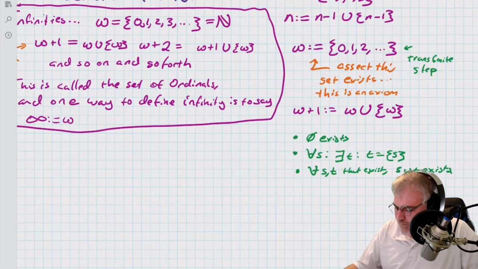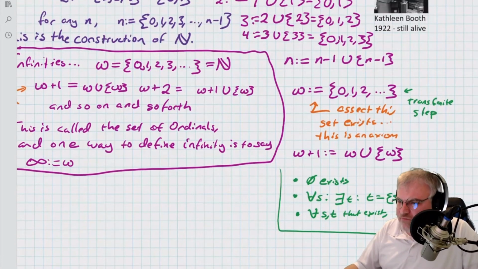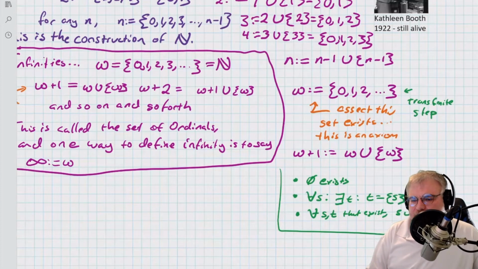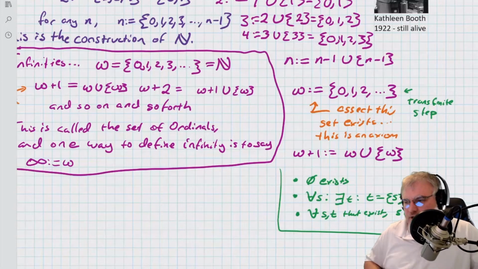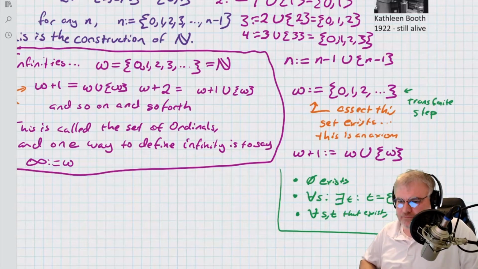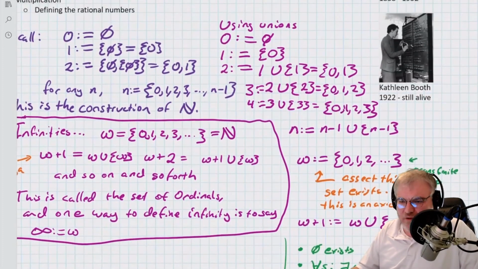Okay. Well, let's get back to this. So how do we feel about this union symbol as a construction? How do we feel about that? That I can define 4 as 3 union the set containing 3. That's what I mean by that.